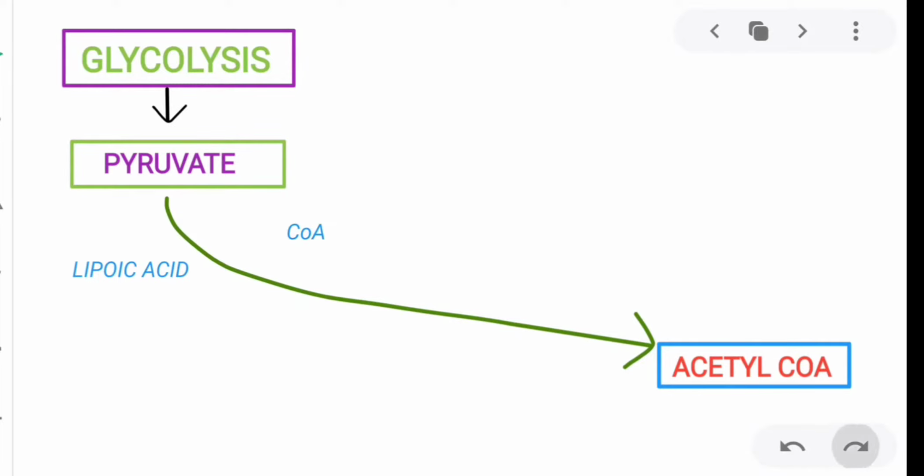the coenzyme A is added here, then magnesium is also helpful, then TPP, the coenzyme thiamine pyrophosphate, then NAD is reduced to NADH2. So these 5 factors, that is lipoic acid, the addition of CoA, thiamine pyrophosphate, magnesium 2+, and the reduction of NAD to NADH, are the 5 main factors responsible for the formation of acetyl-CoA from pyruvate. And during this reaction, there are two things released.